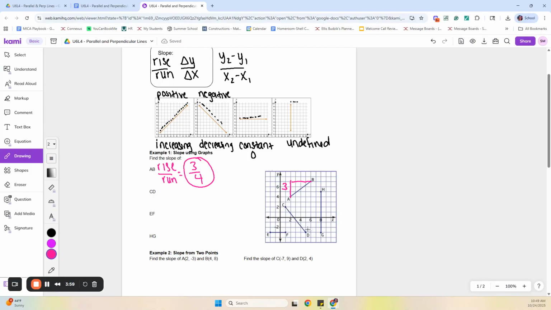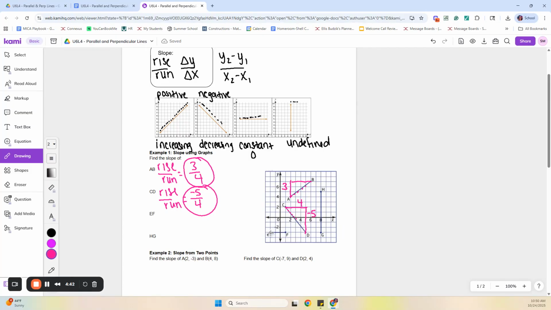Now for CD, we can run first or rise. So if I run 1, 2, 3, 4, I'm going 4 to the right. And then I'm going down 1, 2, 3, 4, 5. So because I'm going down 5, I'm going to say that 5 is negative because down is a negative direction. So when I'm talking about rise over run, my rise, I'm really falling or going down 5, and then my run is 4. And that makes sense because if you're thinking about a roller coaster, I'm going downhill on the roller coaster, where for AB, I was going uphill. So AB was positive, where CD is negative.